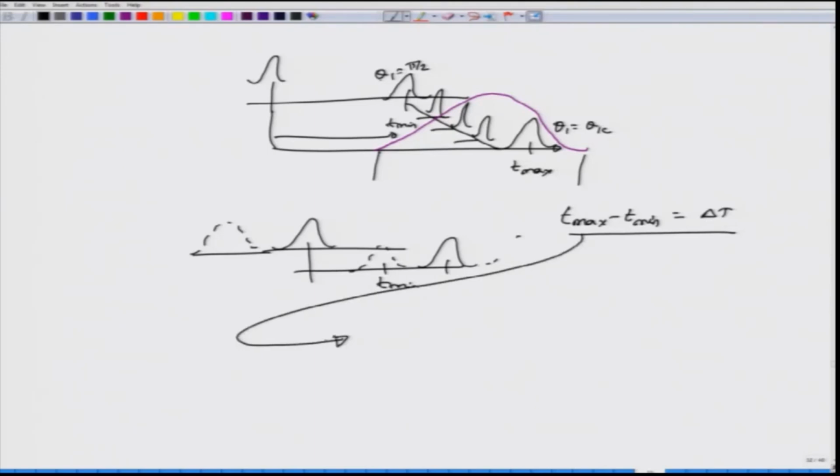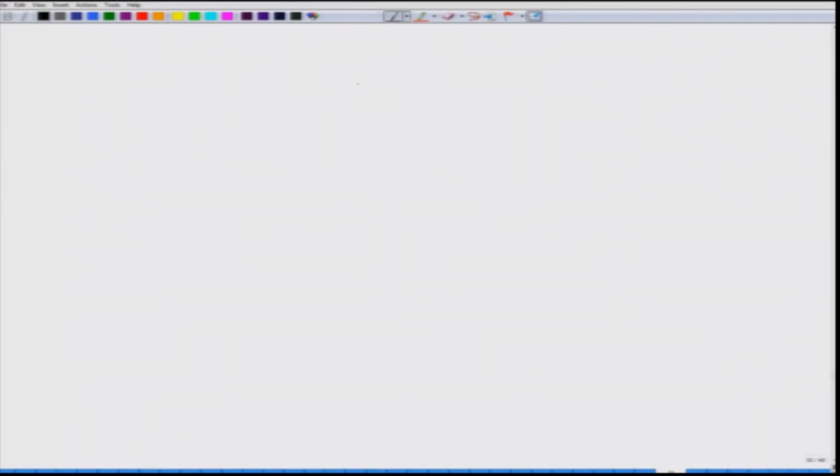So, this is the pulse broadening that you are going to obtain, and you can actually substitute for the expressions of T max and T min and find out the expression for delta T, which turns out to be N1 L by C times N1 by N2 minus 1. I am going to rewrite this as N1 L by C times N1 minus N2 divided by N2. So, this is the expression for the amount of pulse broadening delta T.